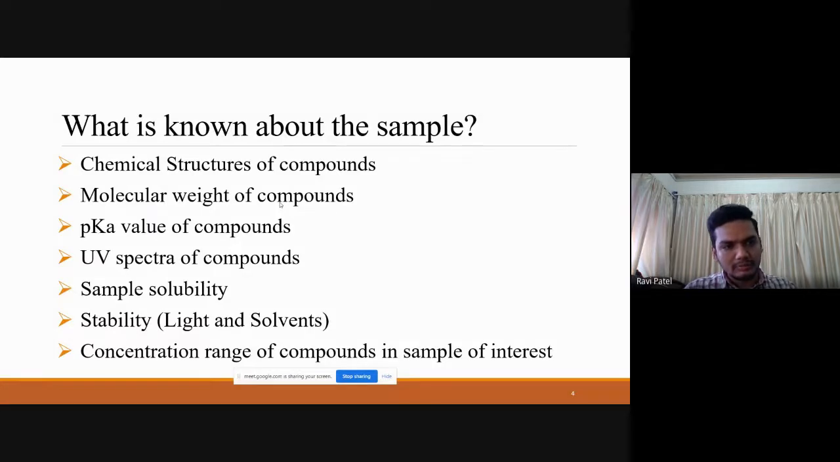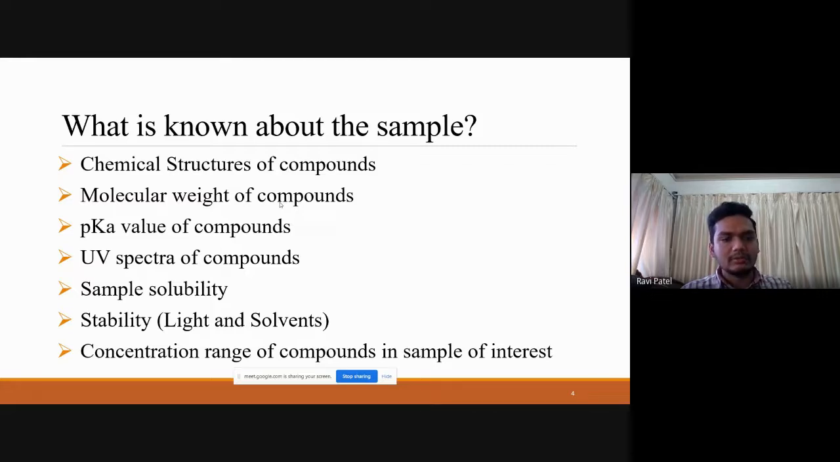Molecular weight as well, pKa of that compound, UV spectra of that compound. If you are not getting a UV spectra, you may dissolve that sample in different solvents like methanol, ACN, water, and take a UV spectra and get some lambda max value. Then solubility of that particular sample, in which solvent my compound is going to be solubilized.